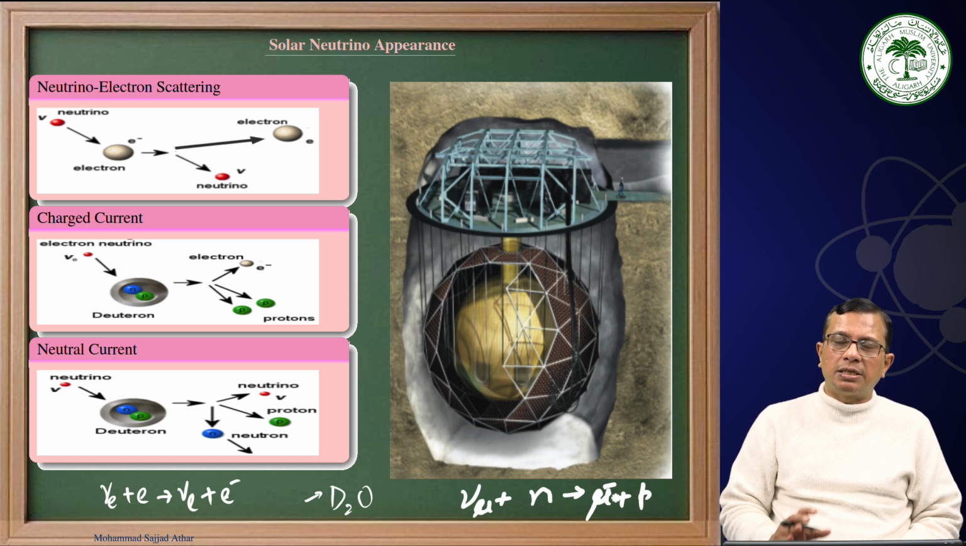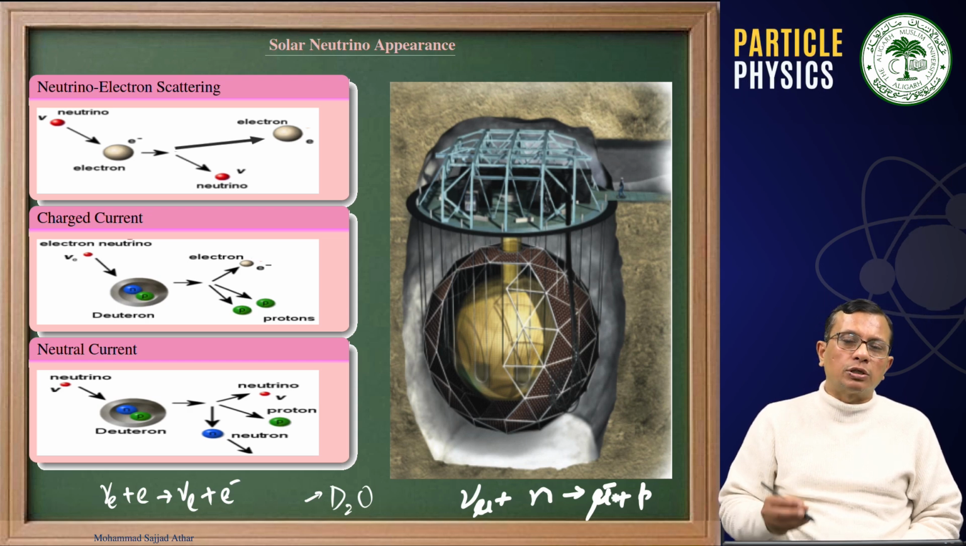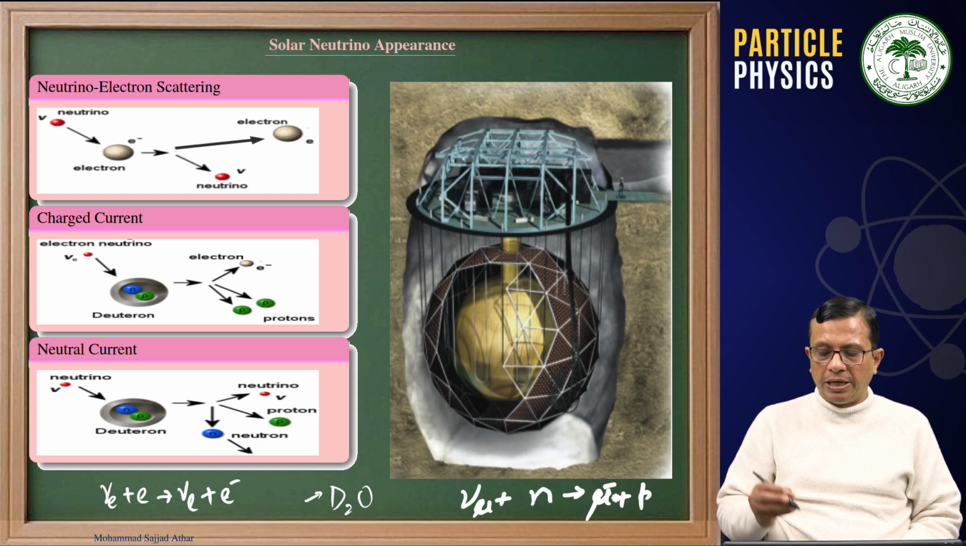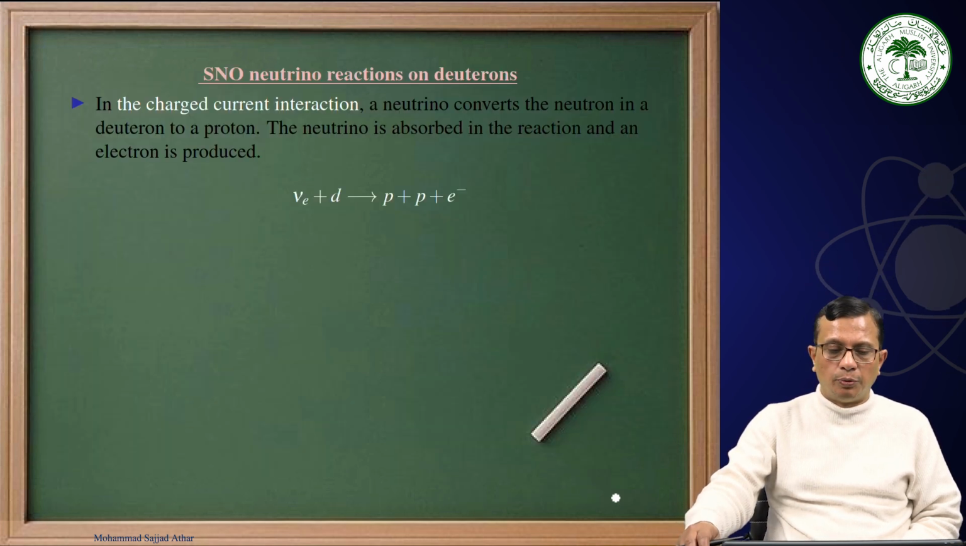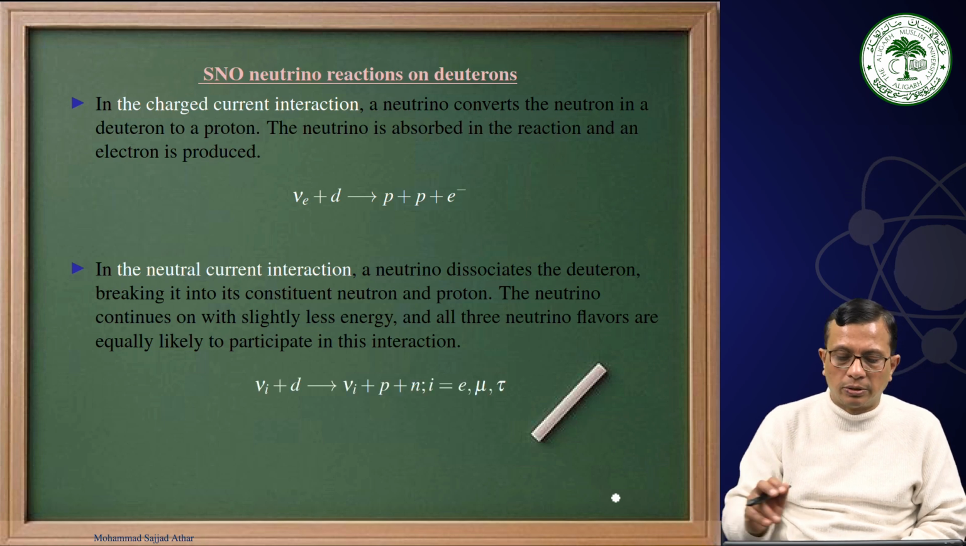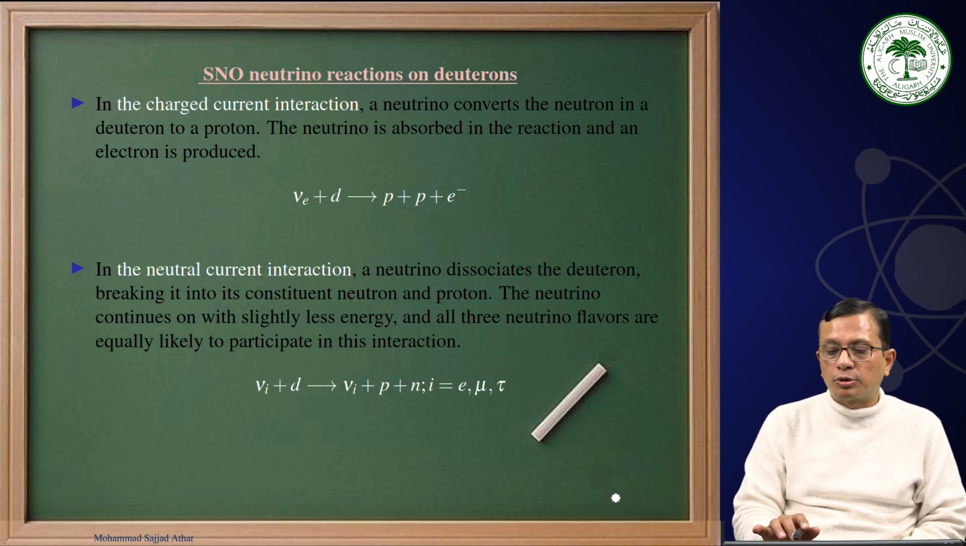Therefore, in the charge current interaction, you cannot have a mu minus or a tau minus, while you can have an electron, because the electron's mass is 0.5 MeV. You can produce these electrons through the charge current interaction of nu e with the target material, while this you cannot do with nu mu. Therefore, the important point I would like to raise is that in the charge current neutrino interaction, a neutrino converts the neutron in a deuteron to a proton. The neutrino is absorbed in the reaction and an electron is produced, as you can see here.